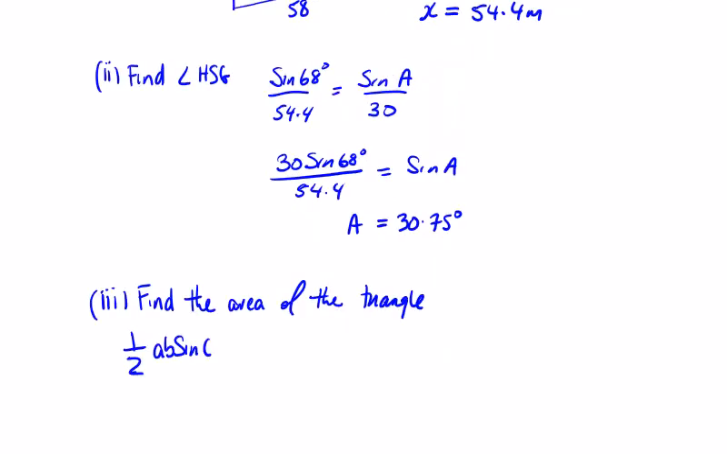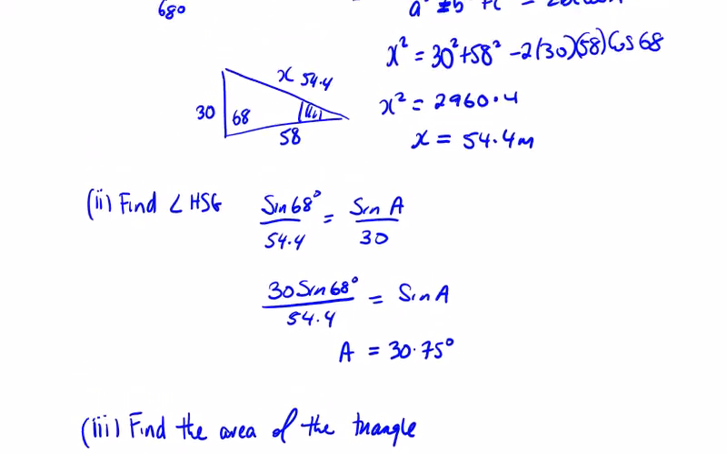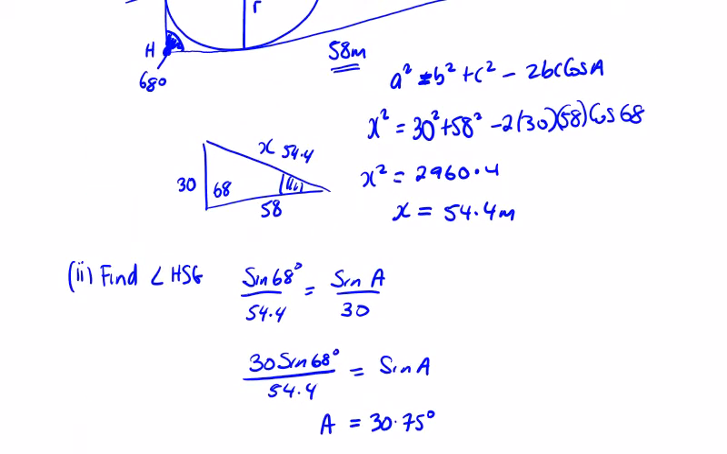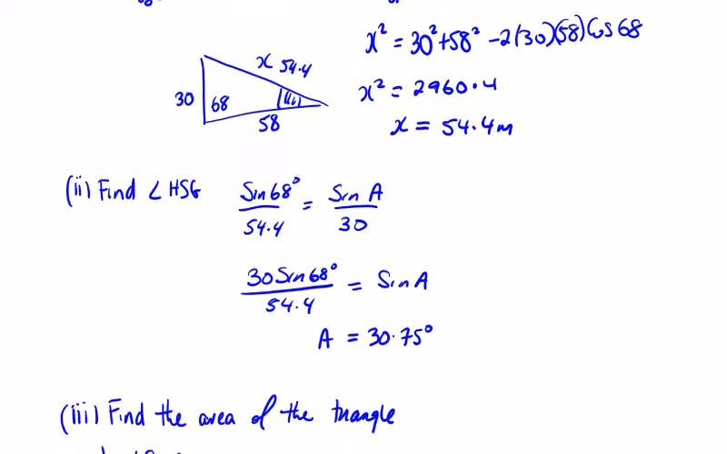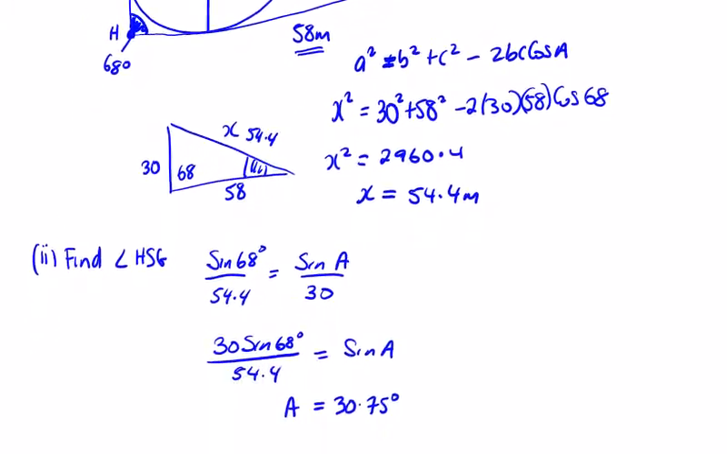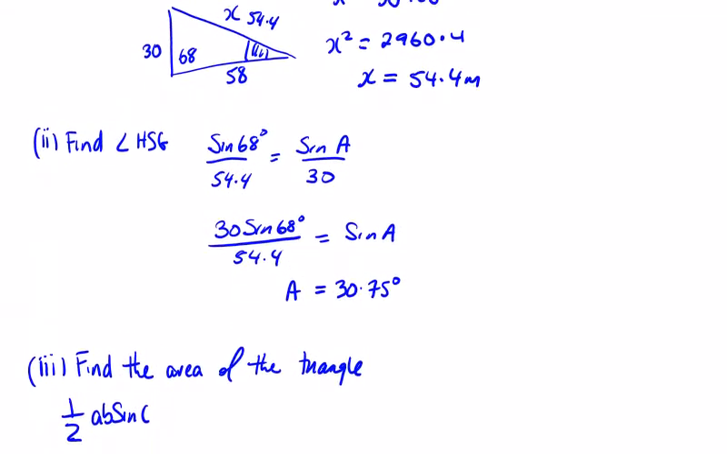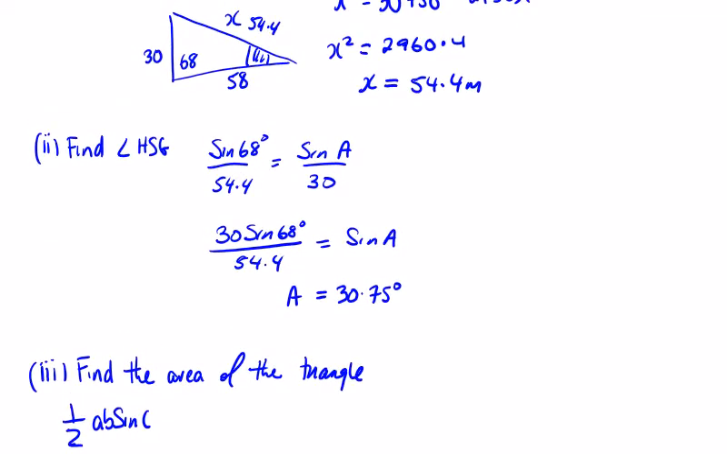Part 3, we're asked to find the area of the triangle SGH. Now it's just the whole triangle, SGH or GSH. So just have a look, the whole triangle. There's a couple of ways we can do this. Well, we have all the angles, and we have the sides.